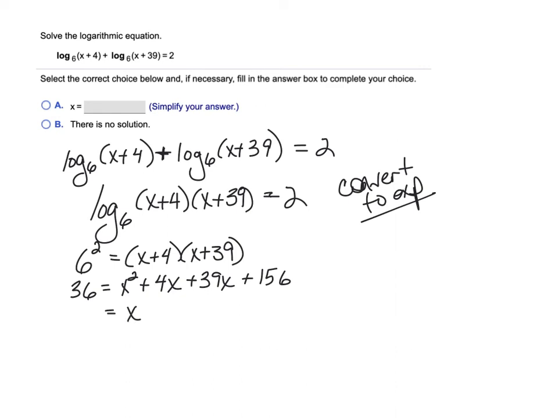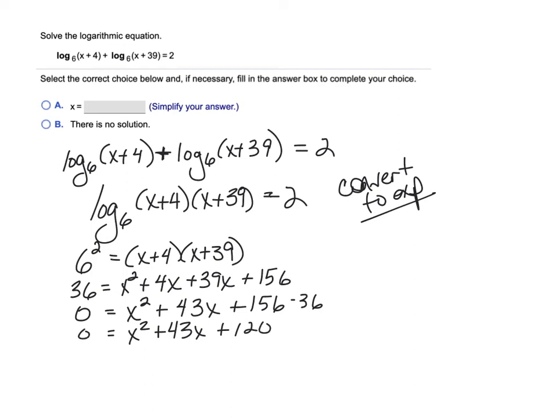Let's see, we've got x squared plus 43x plus 156, and let's subtract 36 to the other side, so we'll have 0. That gives us x squared plus 43x, let's see, plus 120. So it's some kind of big numbers, but it should factor. And so let's think about it. Okay, we need 2 things to multiply to give me 120 and add to give me 43. So we know that 12 is 4 times 3. So if we did 40 times 3, that would give me 120. And that would also add to give you 43.